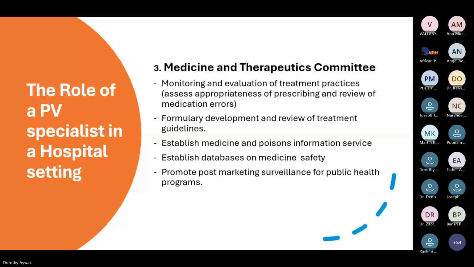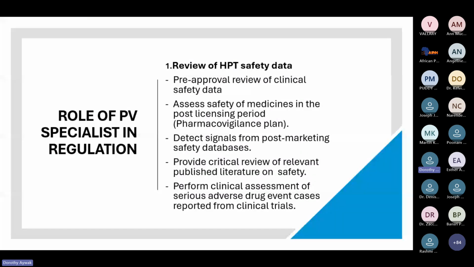So for those, I'm happy that APN also has some courses in regulatory areas. When you want to add more training or build your capacity in pharmacovigilance and you're in the regulatory space, there's also a lot that you can do. You can participate in reviewing safety data, especially clinical safety data, looking at the safety of a medicine after it has been licensed in the market, looking at the information you're getting to detect any signals, and doing a critical review of literature on safety.